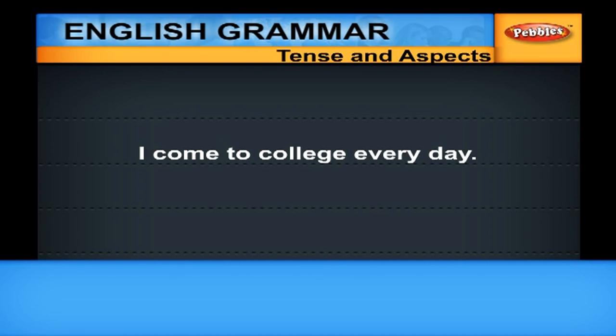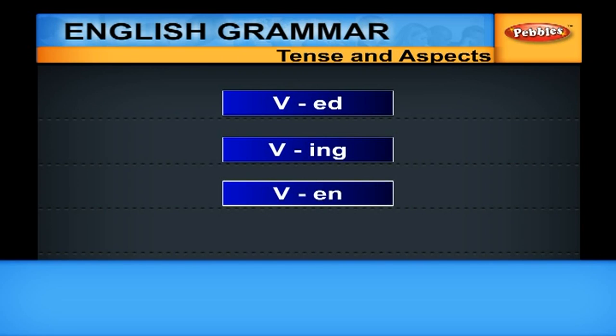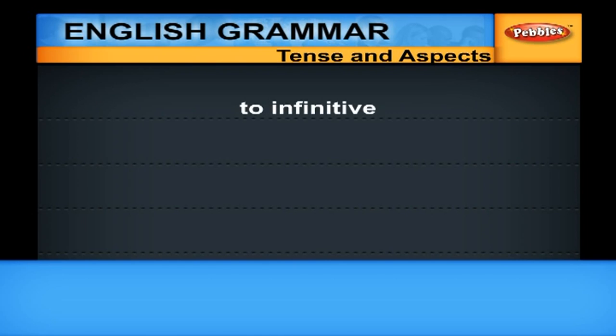The main lexical items are VO form or base form. Then you can add S to this, VS form. You can add ED to it, VED. You can add ING to it, VING. You can add EN to it, VEN. It can be preceded by to, infinitive. It need not have to, bare infinitive.